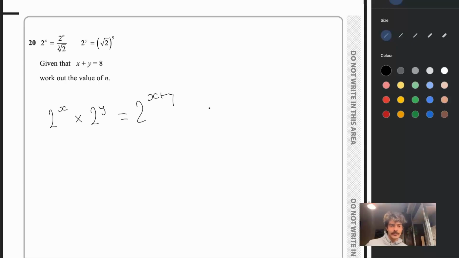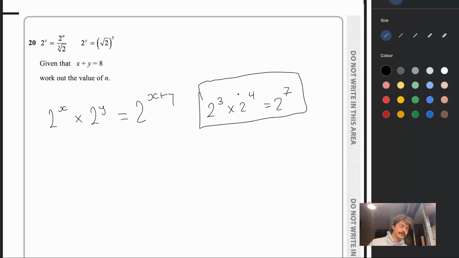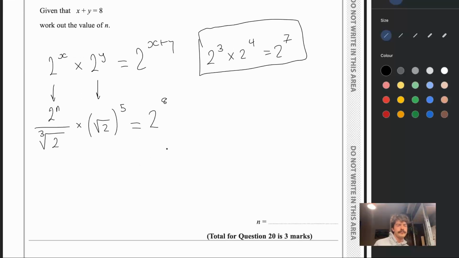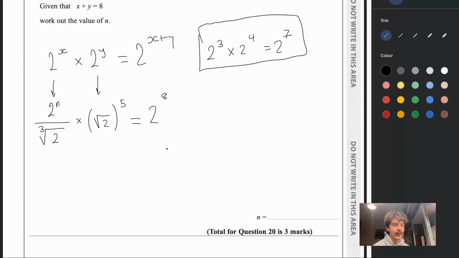For example, maybe this isn't particularly clear, but if you had 2 to the power of 3 multiplied by 2 to the power of 4, well, you'd hope that it was 2 to the power of 7. Excellent. So using this, we can now go, that's quite interesting. We can change what we've got here. We've got 2 to the n divided by the cube root of 2, multiplied by our root 2 all to the 5, is equal to 2 to the 8. And now it's just our job to figure out what n is going to be equal to.